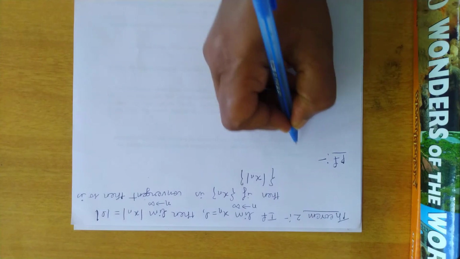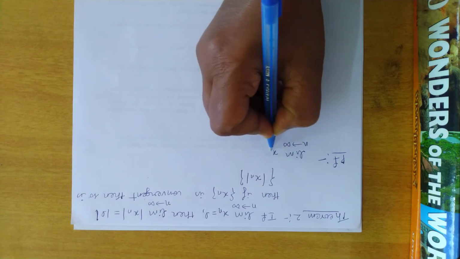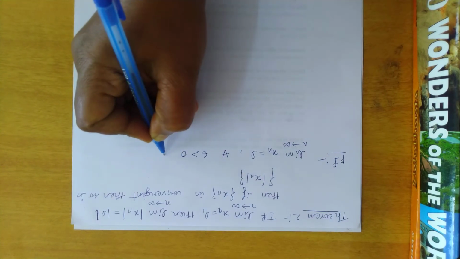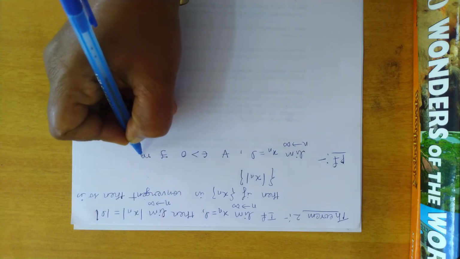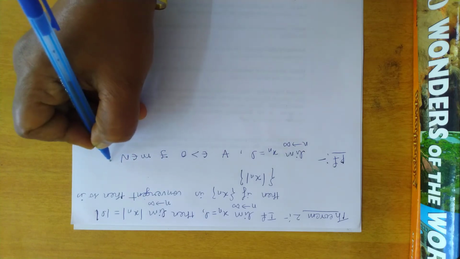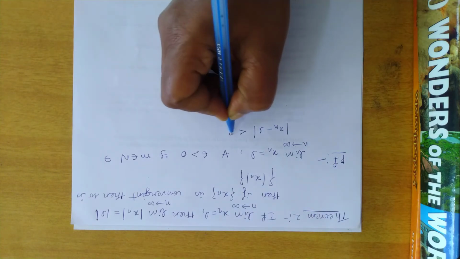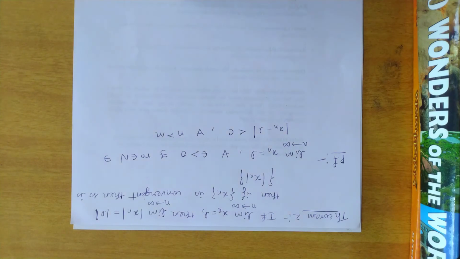Now by definition, what do I know? Limit n tending to infinity xn is L. This is for all epsilon greater than 0. That means for any small quantity epsilon, there exists m belonging to n such that modulus of xn minus L is less than epsilon. This is for all n greater than m. This is by definition. I am able to write this.